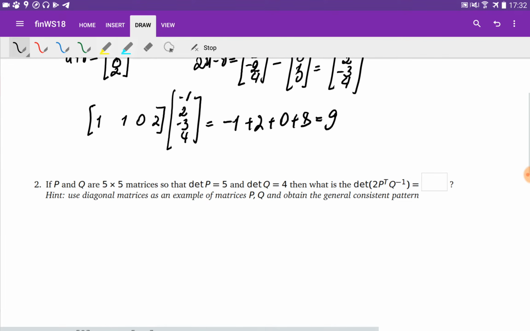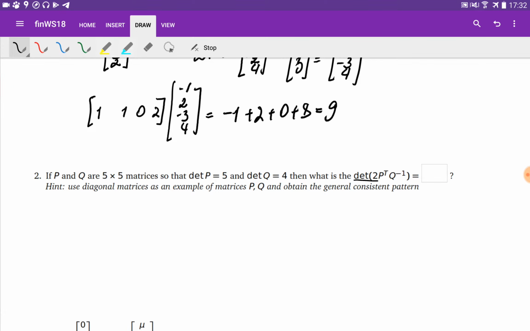9. In the second question, we need to find the determinant of this matrix, where the determinant of the first matrix P is given, Q is given, and note that P and Q are the 2 5 by 5 matrices. So we are going to use the following rule, that the determinant of A multiplied by B is equal to the determinant of A multiplied by the determinant of B.